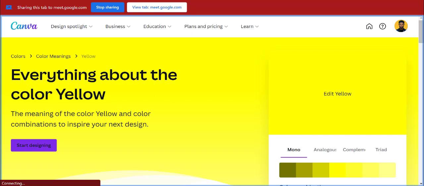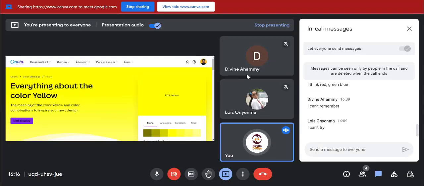Before I go down to what yellow means, just to be sure if you guys actually have an idea, I want both of you to speak. So Divine, in your own way, what do you think yellow portrays? What's the symbolism of yellow? Same thing, Lois, what do you think yellow means? Or as you see yellow in your day-to-day activities, what do you think it portrays? All right, you can type it in the chat window. What is yellow? Can you guys tell me what yellow depicts or what yellow means to you? You can try. I know you guys know.